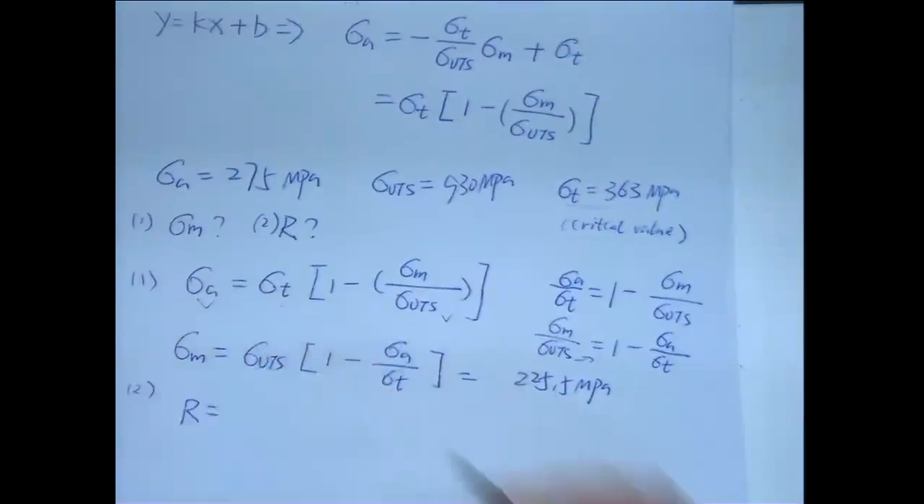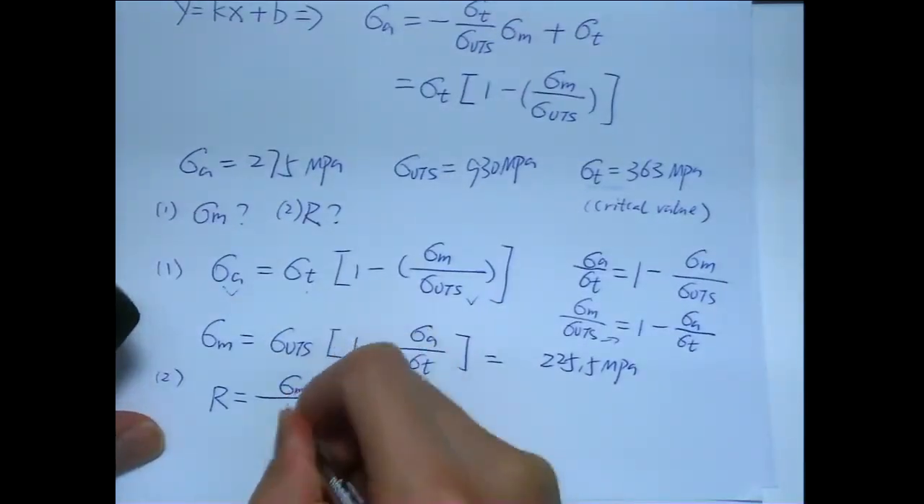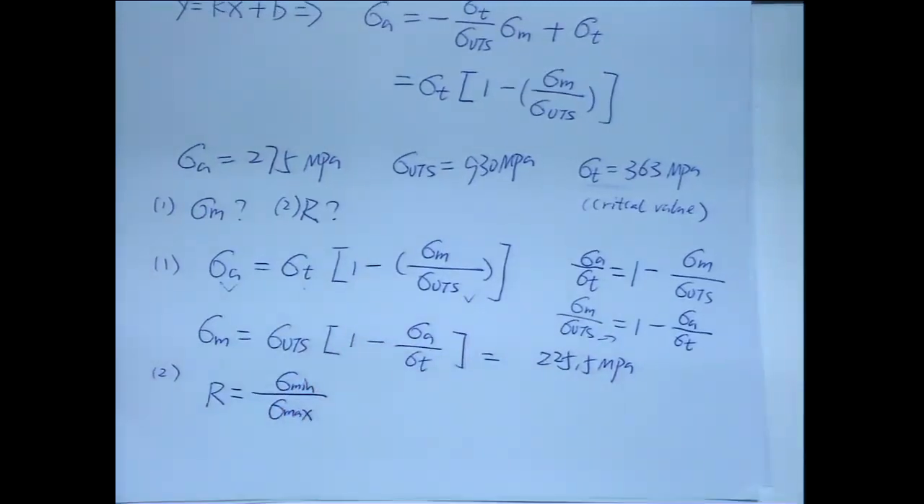And question 2 is about the stress ratio R. If you look at the R definition, which is sigma mean over sigma max. So now we don't know the values for sigma mean and sigma max. So how to get that?